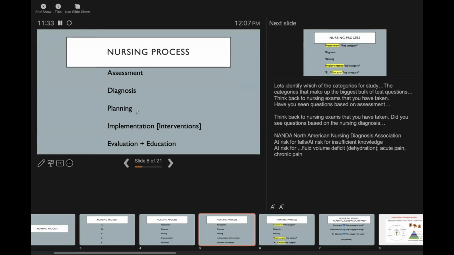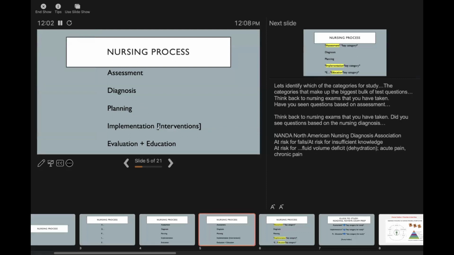Now, what about planning? Do you see many test questions? And since you two are in that conference room, I'll just let you shout out. Do you see many questions on planning? Yeah. Yeah, somewhat. I think it's true, you will see a few, but do you think there's more about assessment or more about planning? Way more about assessment. Okay, so yes, I would agree with you there.